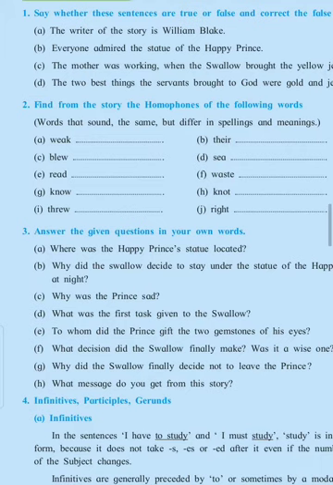Now, find from the story the homophones of the following words. So, homophones means what? Their pronunciation is the same, and they have different spelling and different meanings. For example, weak. This weak is the opposite of strong, but another week means days of the week, W-E-E-K. Next, blue. Another blue, which one? It indicates color. Red and read. Past form of read is red.